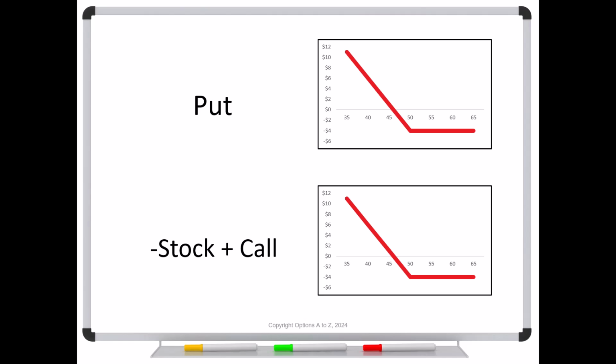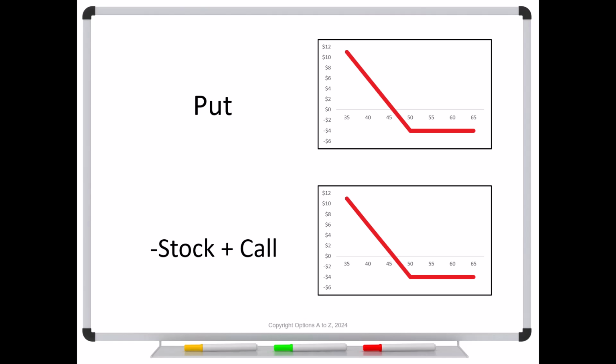So there are 6 basic synthetic positions. You should be able to figure them out. We have one that's stock, call, and put, and then we just flip them. We have short stock, short call, and short put. So as an exercise, just go through and see if you can figure out the 6 basic synthetic positions. And if you have questions, post them to the Facebook group, and I'll be happy to answer them.